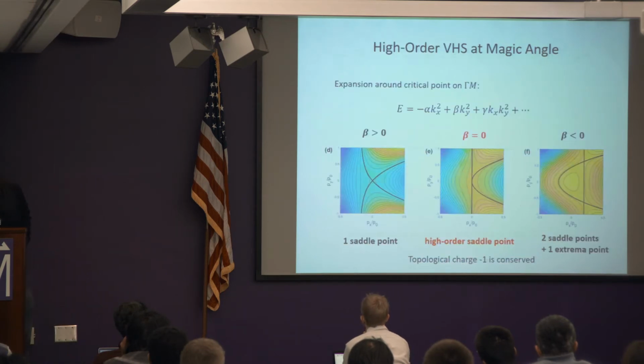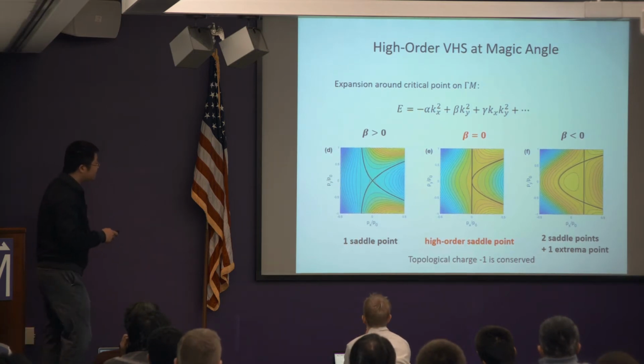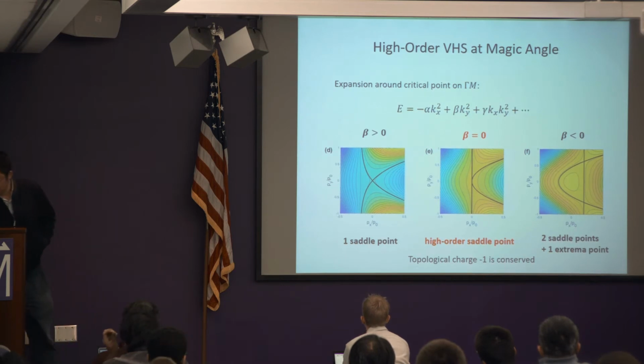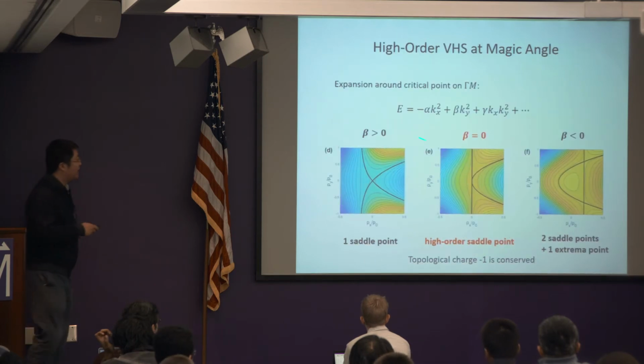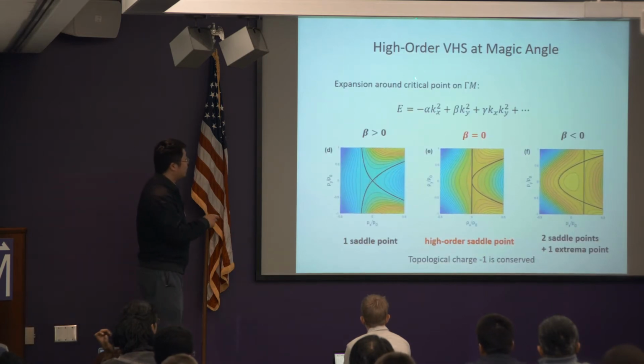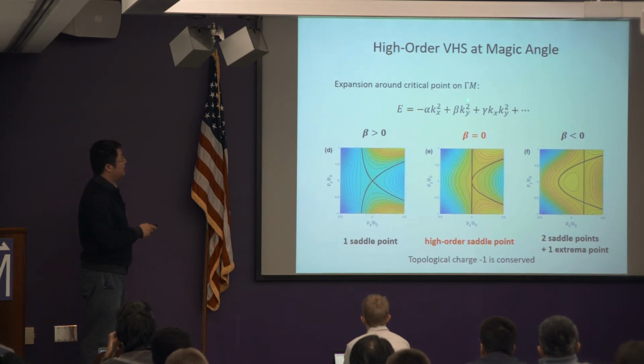This is how we are led to the concept of high order Van Hove singularity. We can understand this behavior, the splitting from a single saddle point into 2 saddle points, by looking at the energy dispersion around the critical point on the Γ-M line. To the leading order, there are these k squared terms, but to the next order, there's a term which is k_x k_y squared.